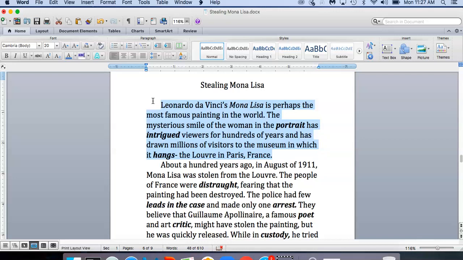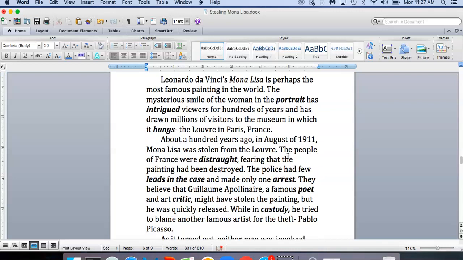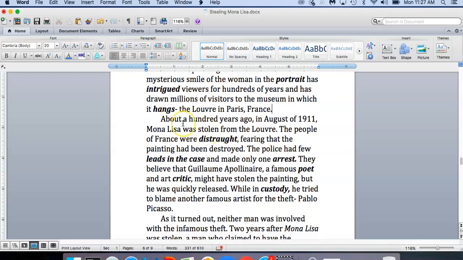So if you said, why is the Mona Lisa painting famous? You are correct. It is famous because it has intrigued many people for many years, and that's why people go to the Louvre Museum in France to visit it. Because this very famous painting is very intriguing to people. Okay, so let's go to the second paragraph.